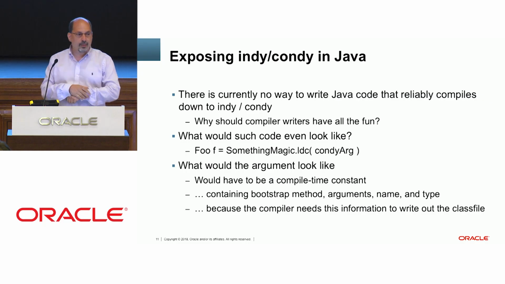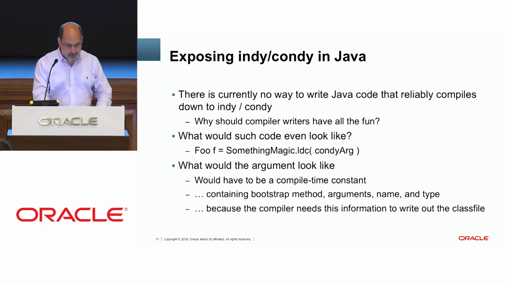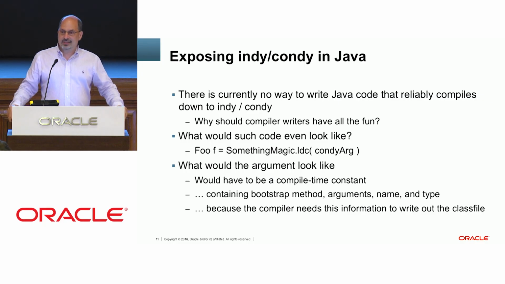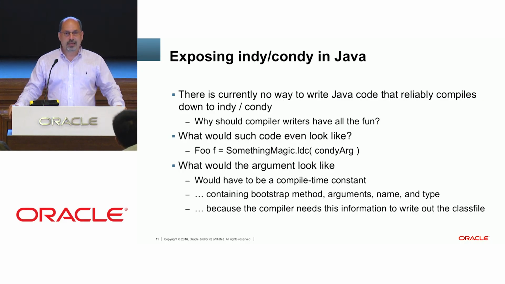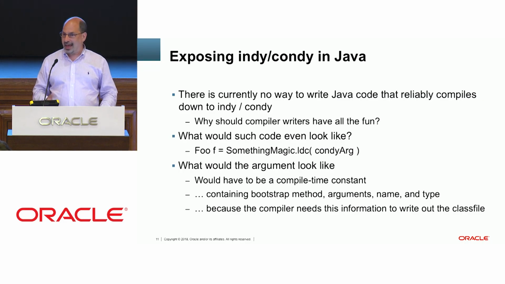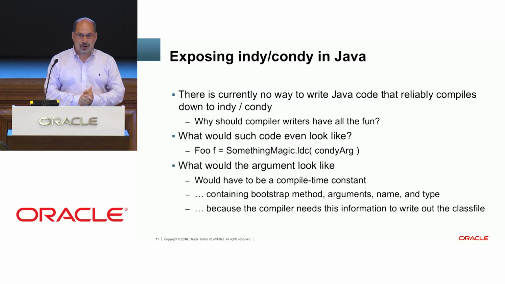So to turn to the question that Charlie raised in his talk, it kind of stinks that there's no way to write some Java code that reliably compiles down to an invokedynamic. And now that we've added ConstantDynamic, it stinks even more because now there's two things you can't do.